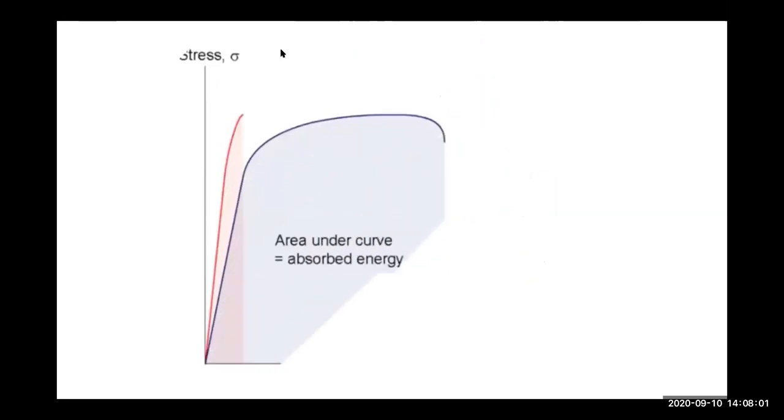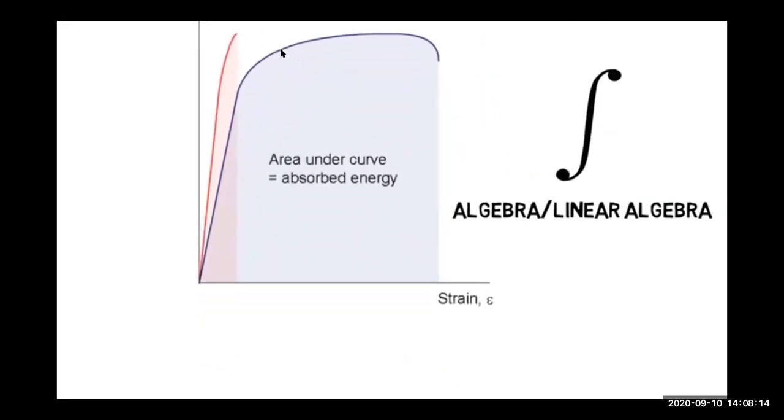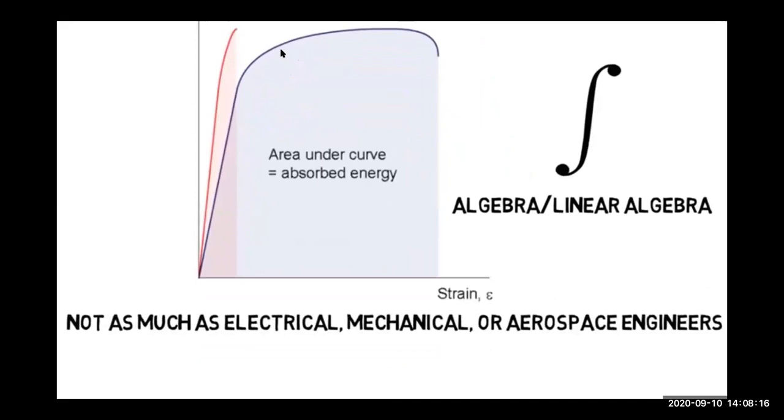Or remember that stress strain curve? Well, the area under it is the energy absorbed. And for those who've taken calculus, you know this involves an integral. So you see there is calculus and definitely math like algebra and linear algebra that I didn't mention, but it's definitely not as much calc and higher level math as an electrical, mechanical, or aerospace engineer might see. Then as you can see, there's also a lot of chemistry which you will learn within your materials engineering classes. So if you struggle with math, you should expect it in this major and be ready for it, but you should also be able to handle it.